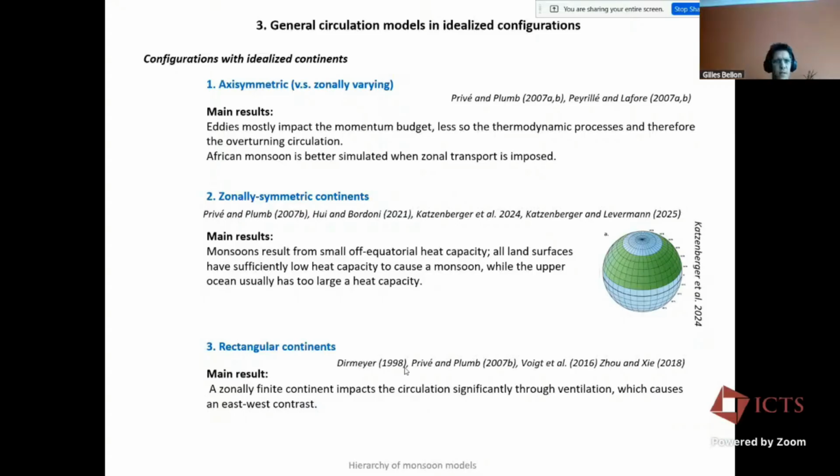But also what Privé and Plumb found: with zonally symmetric continents, then your simulation is somewhat close to the axisymmetric solution. What changes really is when your continent is not zonally symmetric. Then you have a lot of those zonal influences that come into play.